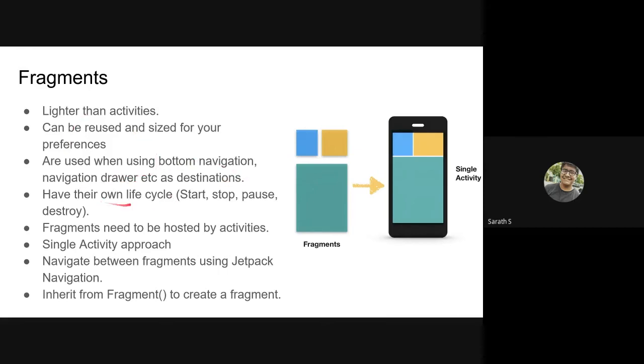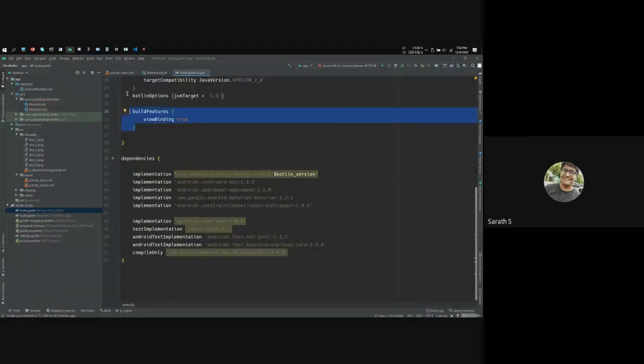They also have their own life cycle. As I showed in activity, we had onCreate, onDestroy, and all, right? So in fragments we have onStart, onStop, onCreateView. That's a new function. That's where you give your functionality, right? So instead of onCreate in activity, you use onCreateView or onViewCreated in fragment. Those are two functions.